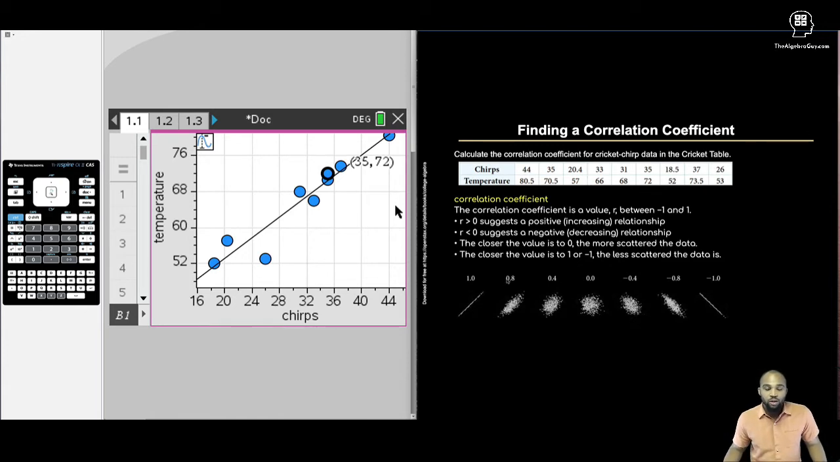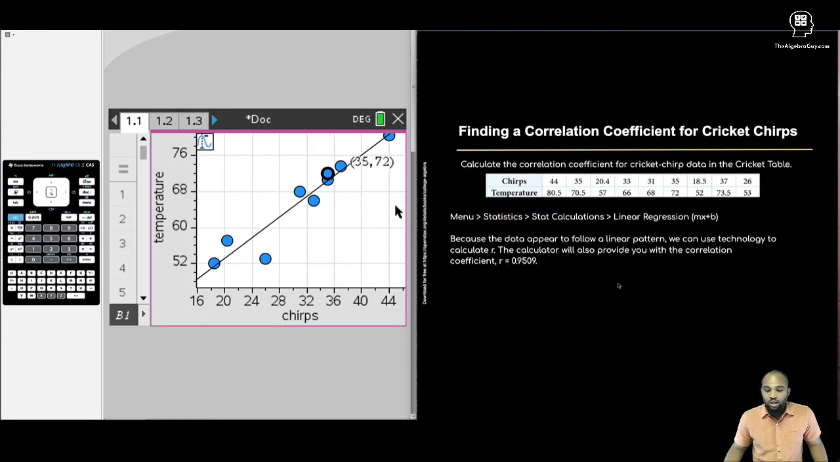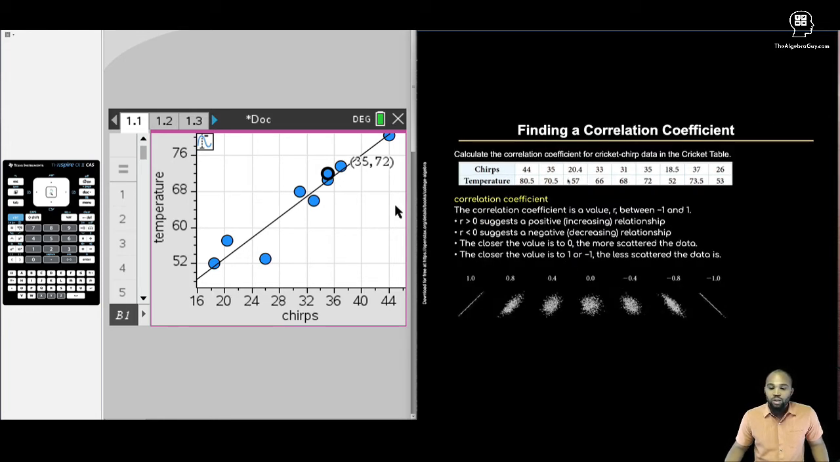But as we get away from 1, look what happens to the points. The scatter plot gets thicker and more of a cloud. 0.4 and now 0. See, there's no relationship here. It's just a big blob. And as we go negative, it starts to have a decrease in relationship, like a decrease in slope. So what is our correlation coefficient and how do we find it?